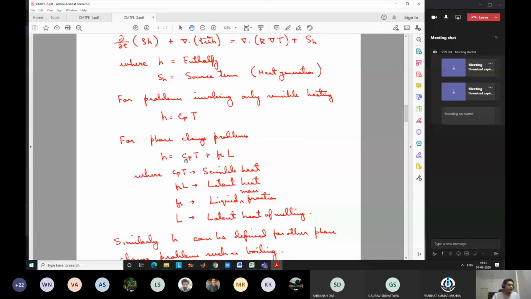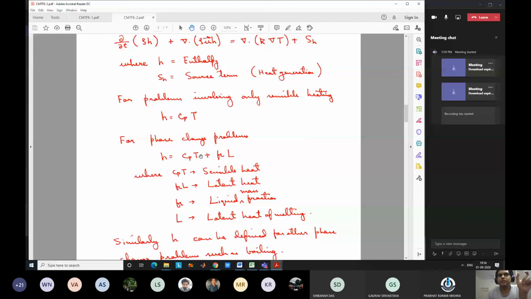Now there is a point that Cp of solid and Cp of liquid may be different. In this case, you have to consider up to what temperature it was solid. So it is Cp of solid into T melting, up to the melting temperature, plus Cp of liquid into T minus T melting. Is it clear what I am explaining here?